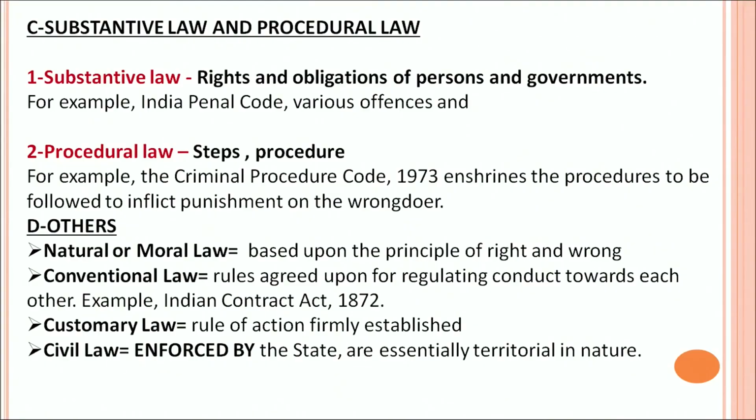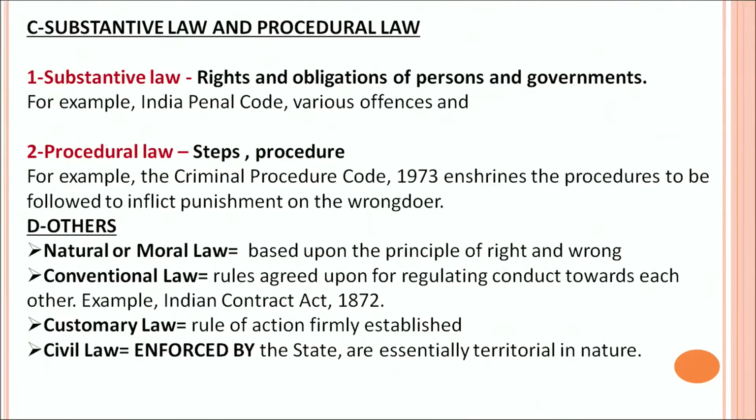The third classification of law is natural or moral law, conventional law, customary law, and civil law. Each one of them, as the name itself implies, is based on certain parameters and serves a certain purpose in society. Natural or moral law is based upon the principle of right and wrong. Conventional laws are the rules which are agreed upon for regulating conduct towards each other.